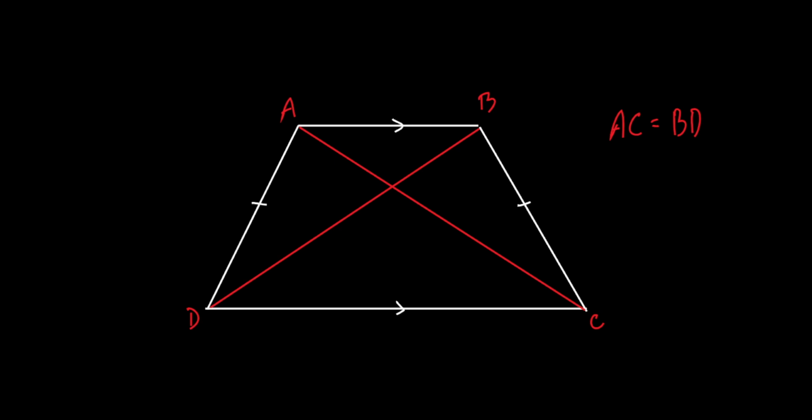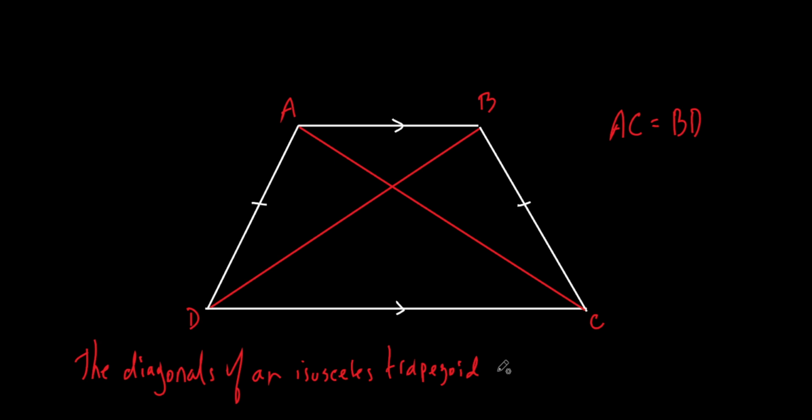All right? And that's the theorem. If you wanted to write it down, it basically says this: the diagonals of an isosceles triangle... Isosceles triangle. Oh, it's not a triangle. What is it? It's a trapezoid. Okay? The diagonals of an isosceles trapezoid are congruent or equal to each other. All right? Did you write that down?